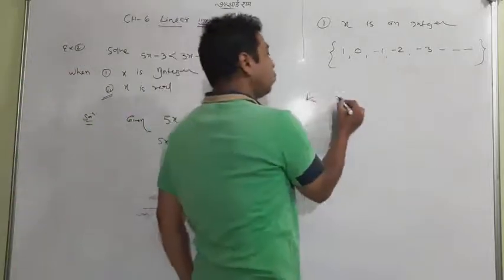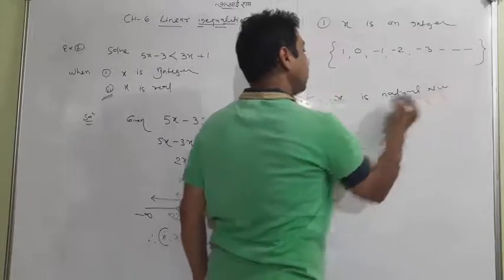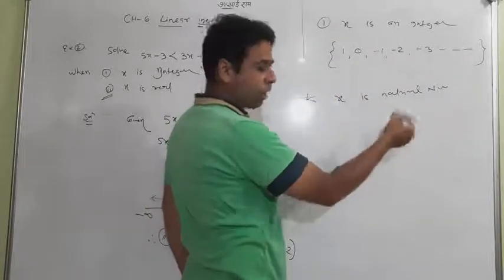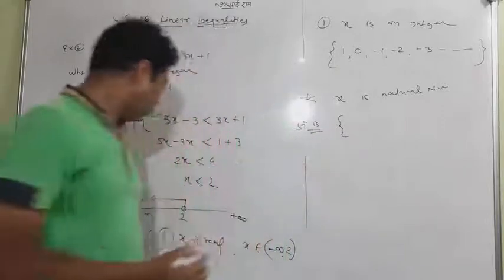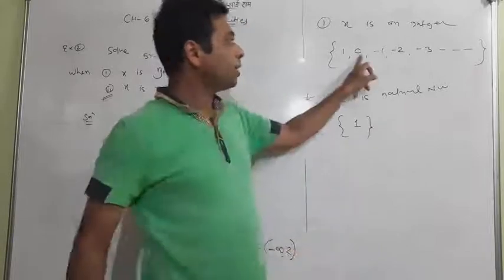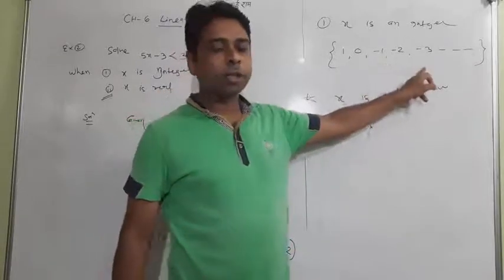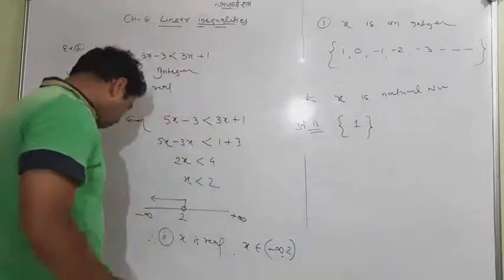Suppose you are told to find the answer when x is a natural number. It has not been asked in the question, still I am telling you. The solution is only less than 2. We have 1 only. We can't take 0. We can't take minus 1 because they are not natural numbers. So this is the only answer. So this is the way of working.